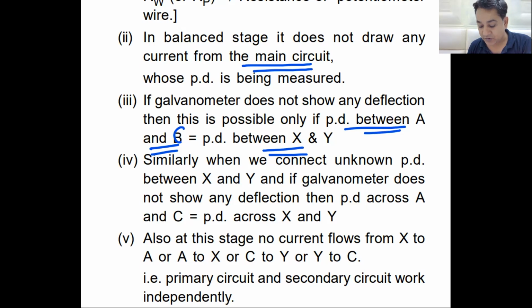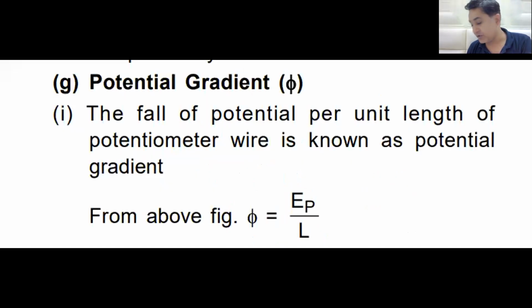potentiometer. Then you have something known as potential gradient. Potential gradient is the change in potential or drop in potential per unit length. Do you know this? Yes, sir. Okay. Sir, I have one doubt.